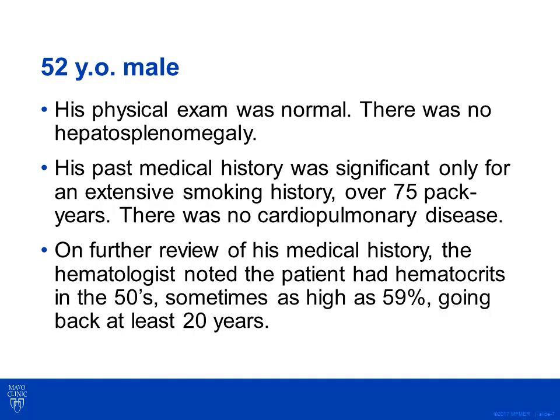His physical examination was normal. Specifically, there was no hepatosplenomegaly. And his past medical history otherwise was significant only for an extensive smoking history of over 75 pack years. There was no cardiopulmonary disease. The hematologist was able to get a hold of his old medical records, and he noted that the patient had hematocrits into the 50s, sometimes as high as 59%, going back at least 20 years, so when he was in his 30s.